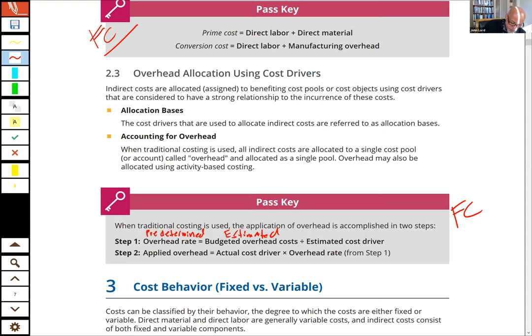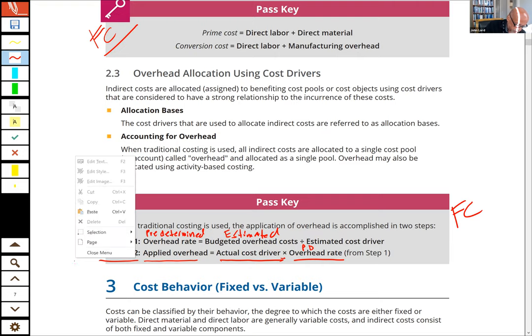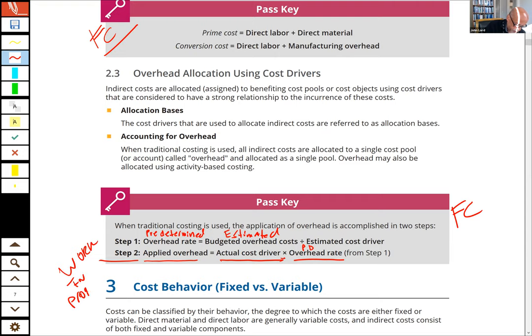And then once you get that overhead rate, that predetermined overhead rate, I put PD here, you multiply it by the actual cost driver, and that will be the amount of overhead that you will apply. And you will apply that to what? Apply that to work in progress. You do that because it's too difficult to trace overhead directly to each job. So you apply it based on your predetermined overhead rate and then the amount of that driver that that particular job uses up.